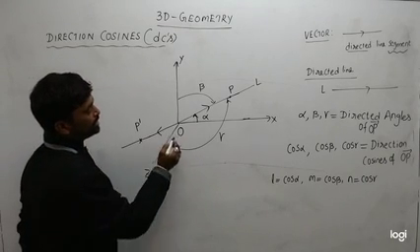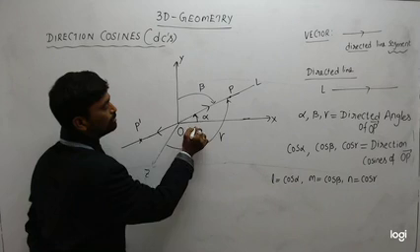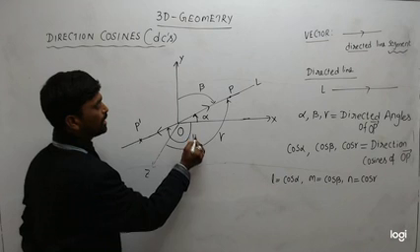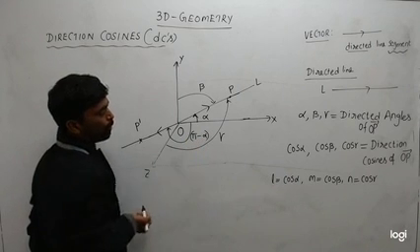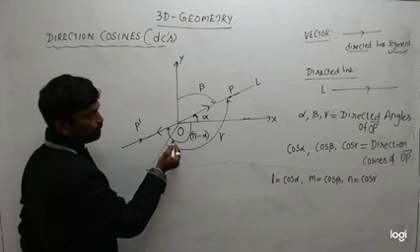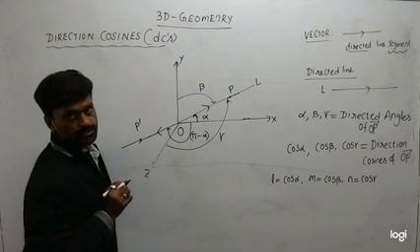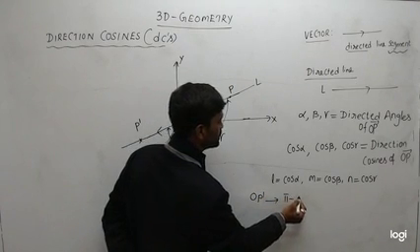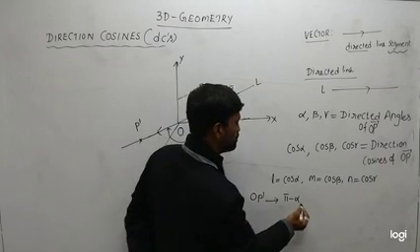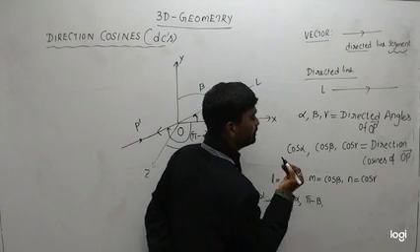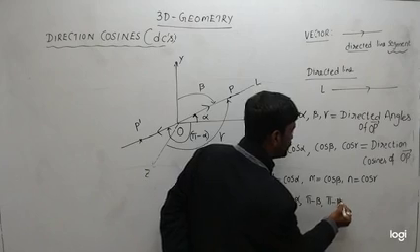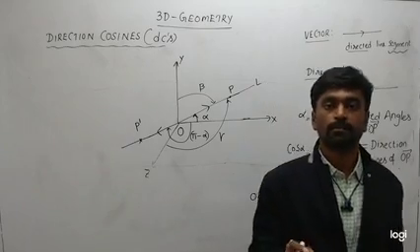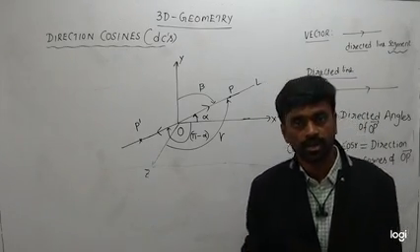Clearly, as OP makes an angle alpha, OP dash makes the angle pi minus alpha with OX, pi minus beta with OY, and pi minus gamma with OZ. That means OP dash makes angles pi minus alpha, pi minus beta, pi minus gamma with the positive coordinate axes.